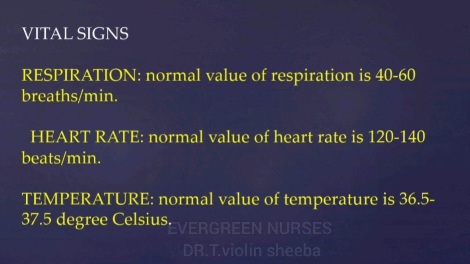Next we can see the heart rate. The heart rate is around 120 to 140 beats per minute. It should be assessed with the help of a stethoscope, and we have to check the heart rate for the full 1 minute because irregularity of the beat is common among children.